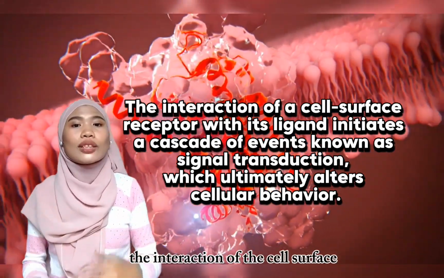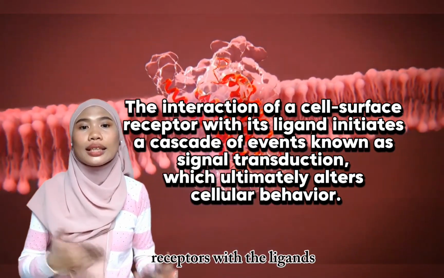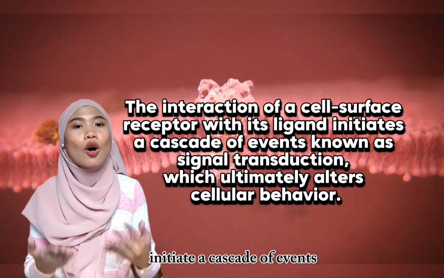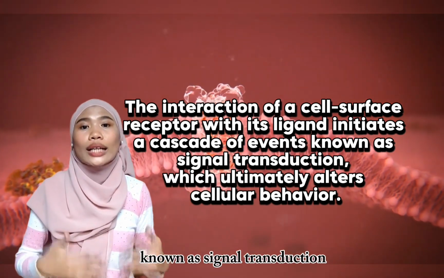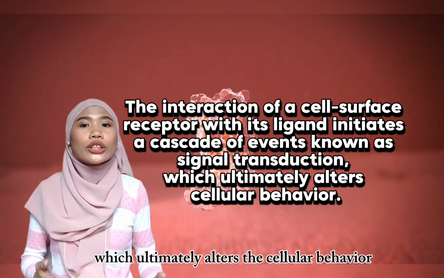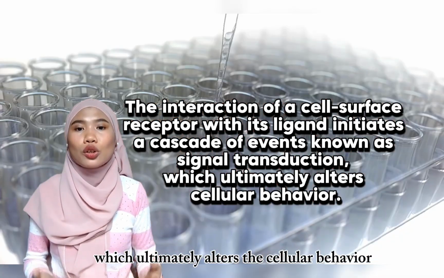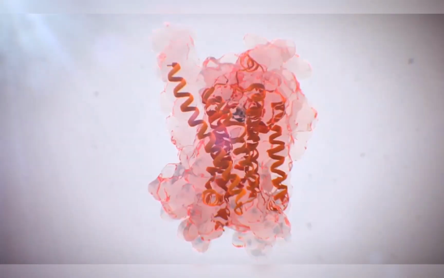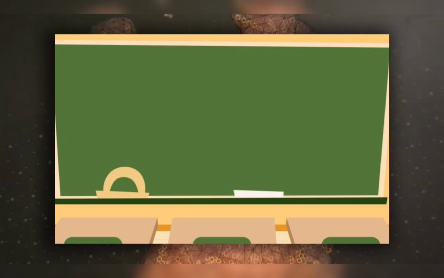The interaction of the cell surface receptors with the ligands initiates a cascade of events known as signal transduction, which ultimately alters the cellular behavior. Wow, that's amazing! Thank you, Jessie!